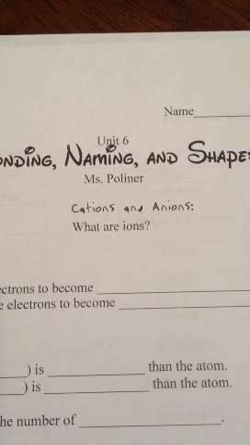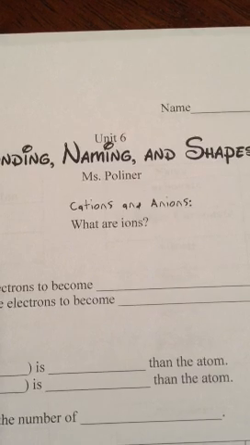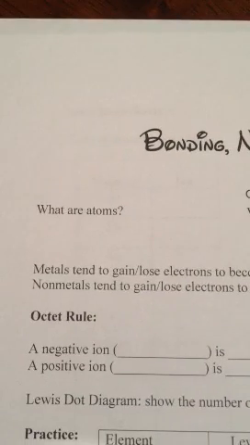Okay, so this next unit is Unit 6. It's bonding, naming, and shape. So I'm going to get started. What I'm going to start with right now is actually a little bit of a review. The first thing we're going to talk about are cations and anions. Well, we've already talked about these a little bit. Specifically, what I'm going to talk about right now is the difference between ions and atoms.